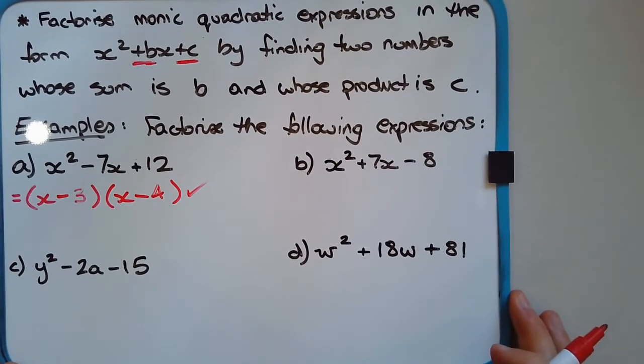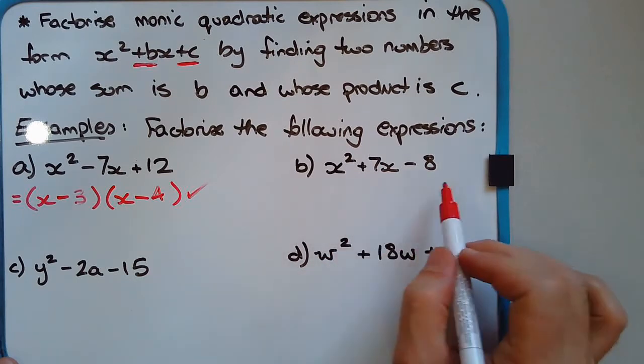What about part B? x squared plus 7x minus 8.